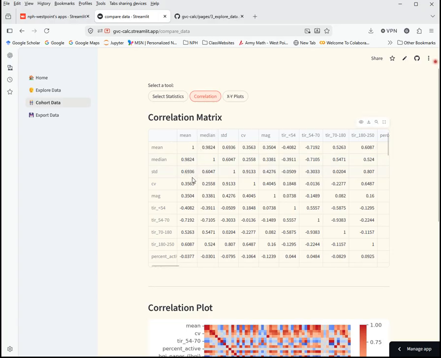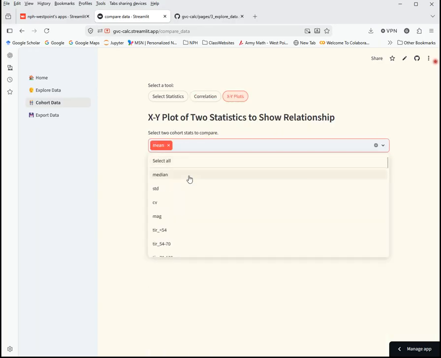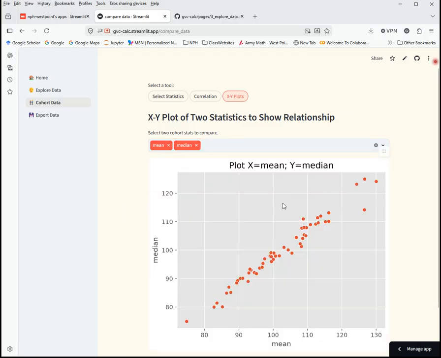So if you wanted to actually see what that data looked like, you could go to the XY plot. And for the ones that you have selected, you could select mean, and then you could select maybe, let's do median, so you can see one that's really correlated. You can see as the mean goes up, the median also goes up, and it's represented by a line there.